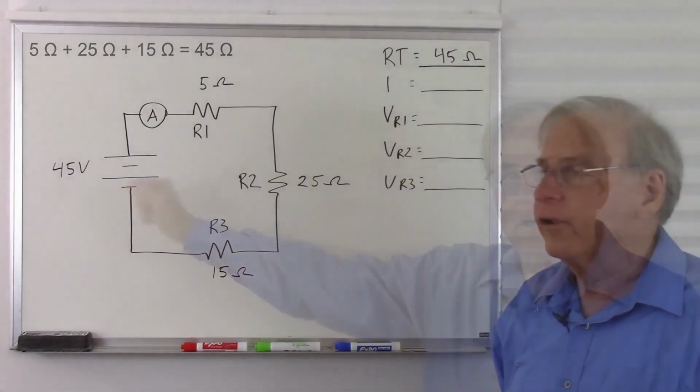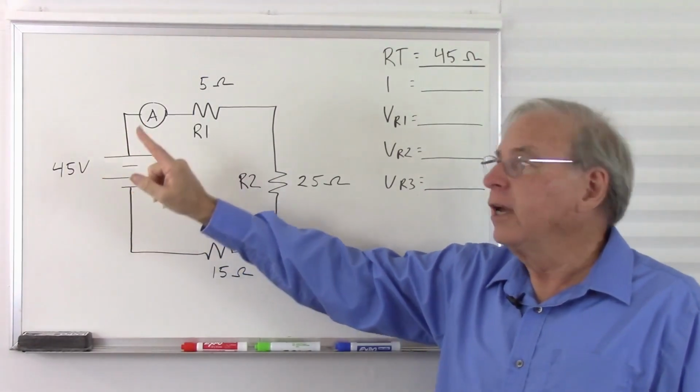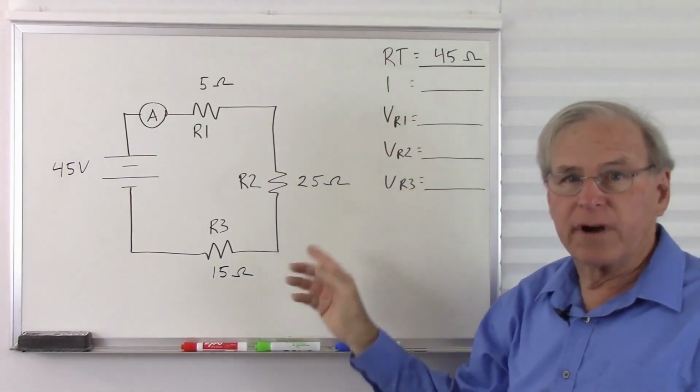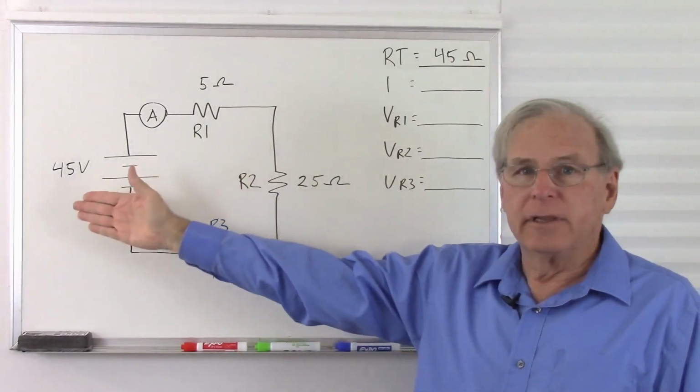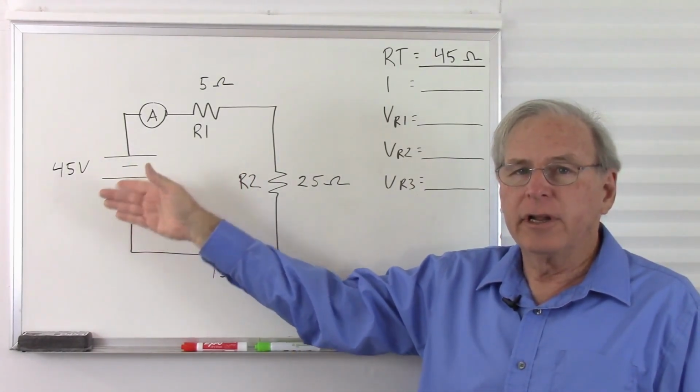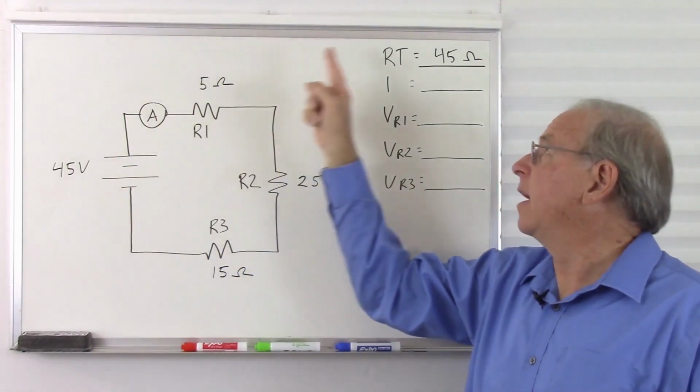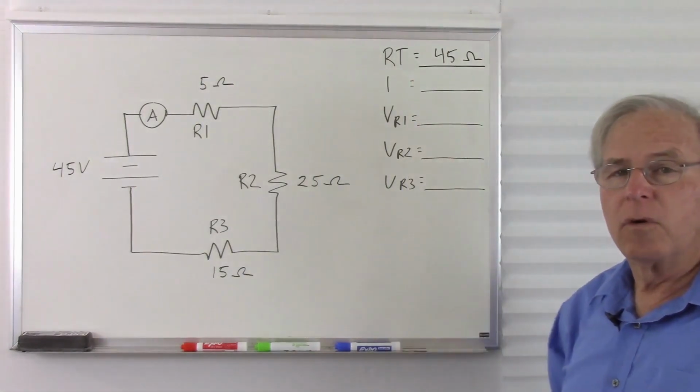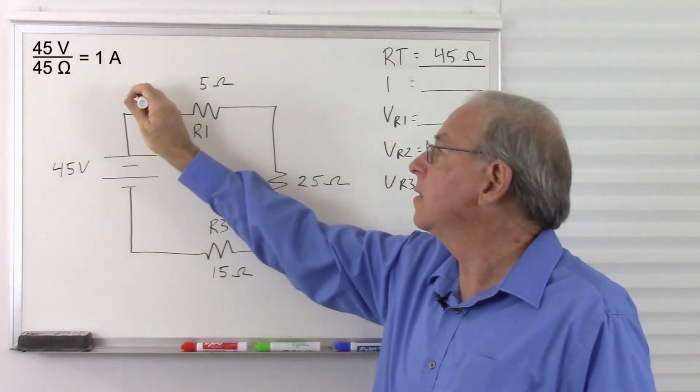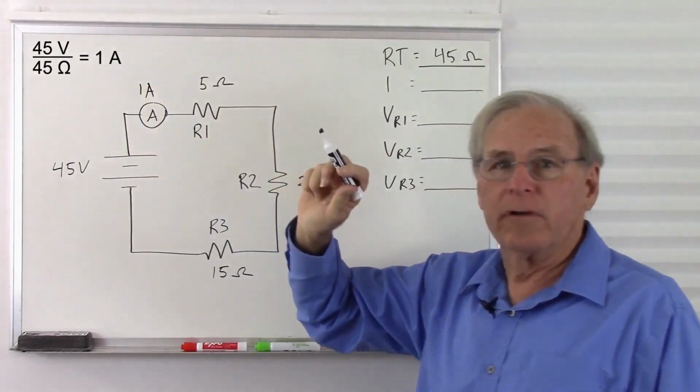Next is the current. 45 volts is the total voltage, and our total resistance is 45 ohms. So if you know your voltage, you divide into it. 45 divided by 45 equals 1. So there is 1 amp of current flowing through the circuit.